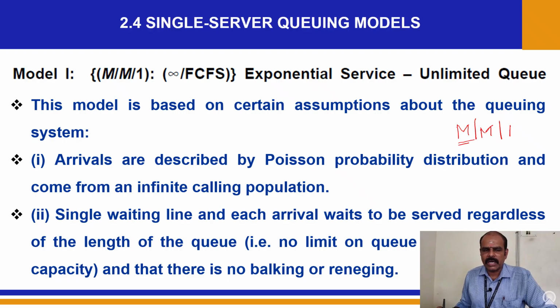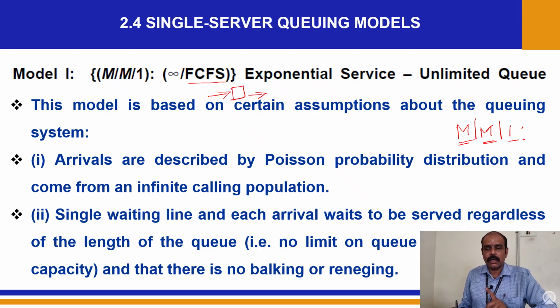M is called Poisson's distribution, and here the second category is again Poisson distribution, and 1 means only one server is available, only one counter is available. Under this notation we understand that only one is there, so the waiting time will obviously be minimum. Now the second, here infinity, the population is infinity, and FCFS is first come first serve, the queue model. First come, you arrive into the system first, you get the work done and you go out first.